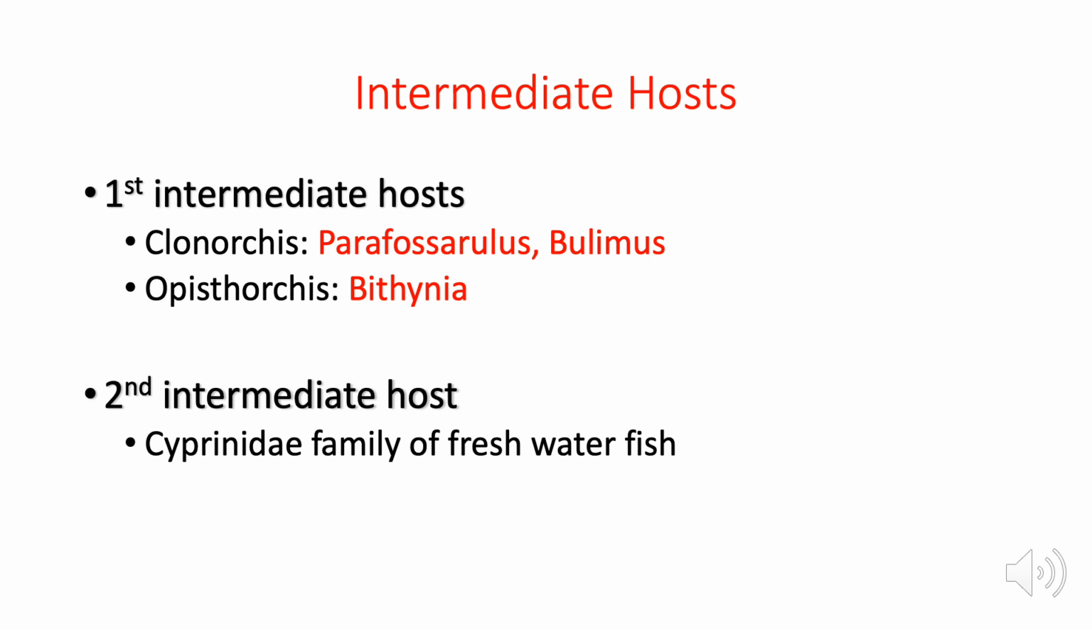These are the first and second intermediate hosts of the Clonorchis and Opisthorchis worms. For the snail host of Clonorchis, we have the Parafossarulus and Bulimus snail families. For Opisthorchis, we have the Bithynia snail family. And both these worms affect freshwater fishes, especially those from the Cyprinidae group.